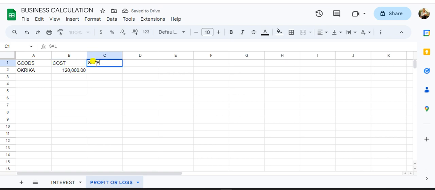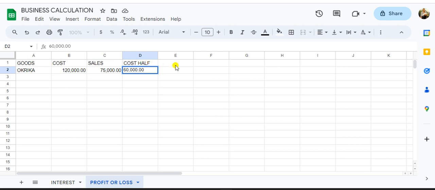All right, so we made sales. We sold half bale of okrika, let's say for 80,000 naira, or let's say 75,000 naira. This is just an illustration. All right, then how much did half bale of okrika cost us? The original cost of half bale is 60,000 naira, right? Yeah, 60,000 naira.